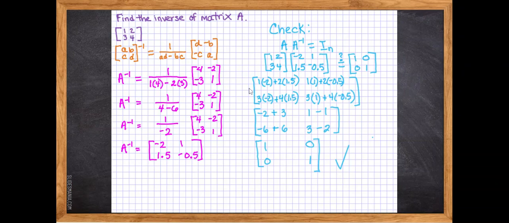So we're going to apply matrix multiplication, multiplying the first row times the first column to get the first element, the first row times the second column to get the second element, the bottom row times the first column to get the third element, and the bottom row times the second column to get the fourth element. Simplifying gives us our inverse 2 by 2 matrix.